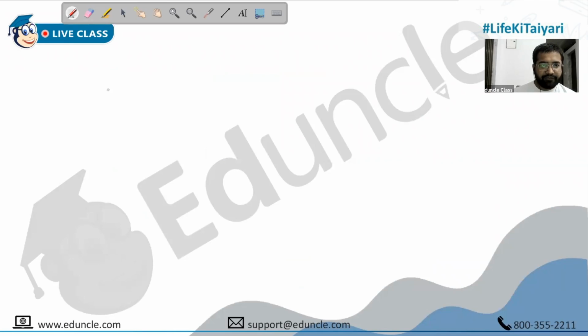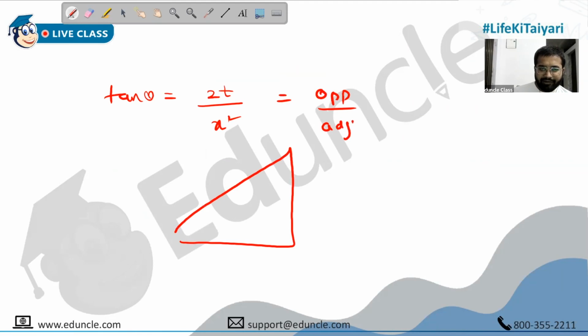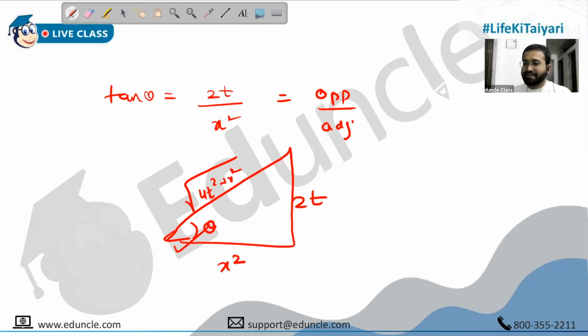So for example, if I know that tan theta is, let's say, 2t upon some x square, and I want all the options in terms of sine, or everything in terms of cos, draw the triangle. What is tan? Opposite upon adjacent. That's it. Draw the triangle. This is theta. What will be opposite? 2t. What will be adjacent? x square. So what will be the hypotenuse? Under root of 4t square plus x raised to 4. And if all the options are in terms of sine, find sine. If all the options are in cos, find cos. This is my favorite method.